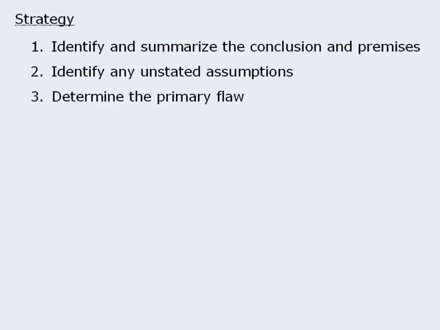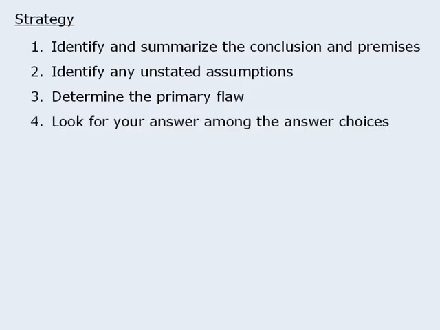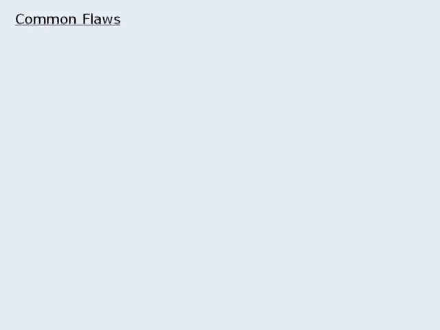Now, the most important part of step 3 is to identify the flaw before checking the answer choices. Otherwise, you will waste considerable time checking the answers. At this point, once you have identified the primary flaw, look for your answer among the answer choices, and be sure to check every answer choice. Okay, so that's the basic strategy for handling flawed argument questions. Now let's examine some common flaws to watch out for.